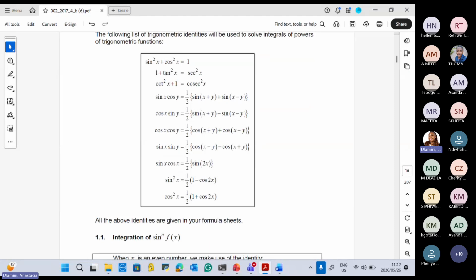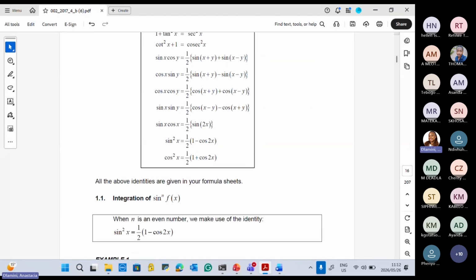So now they say, okay, fine. 1.1, they say that if you have sine to the power of n f of x, this is what you're going to do. The first thing is you look at your n, your power there. Is n positive? Is n even or odd, right? Then you will apply a rule. Now they say if n is even, you remember your even numbers, isn't it?